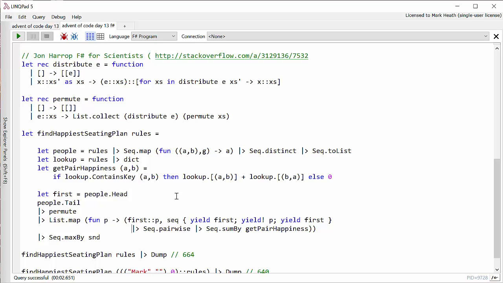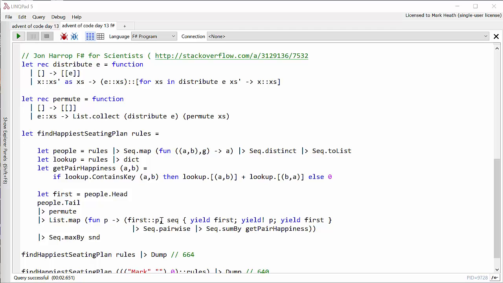And so now we're going to take a very similar approach to what we did with C#. We'll save the first person in the list, and you can do that by saying List.head, and then take all the rest of the people, that's people.tail, calculate all the permutations, and then we're going to work out the happiness of those permutations. And again, because I'd like my output to show the seating plan, I'm going to return a tuple that has the seating plan, which is basically the permutation with the first person just tacked onto the beginning.